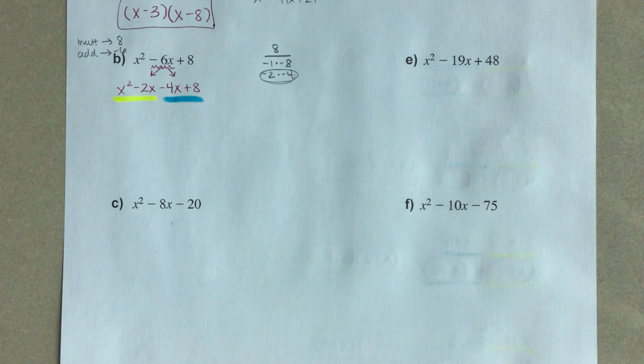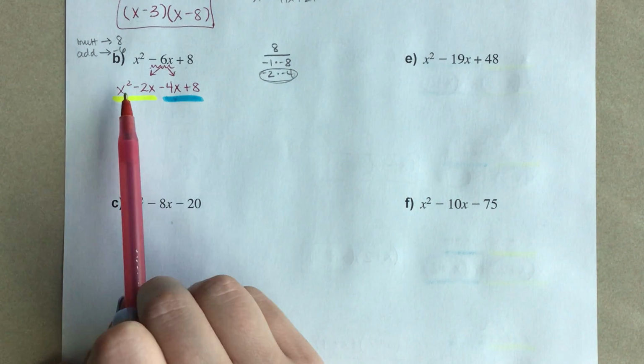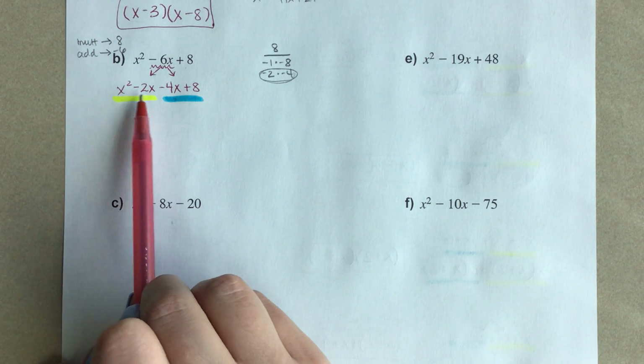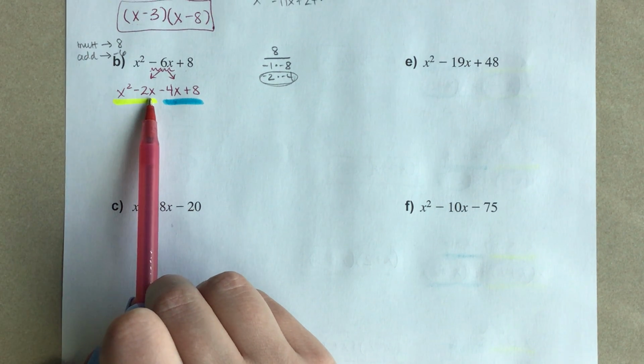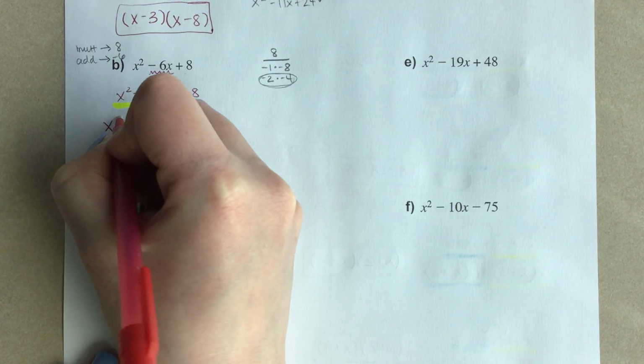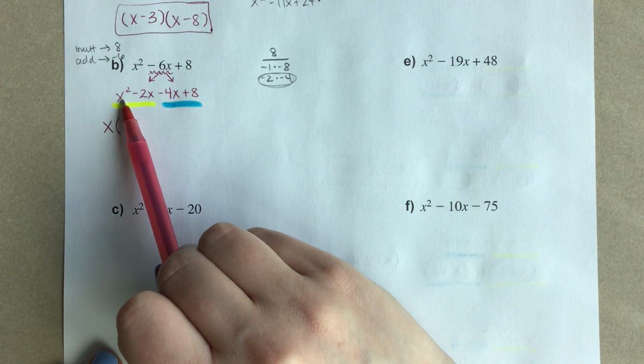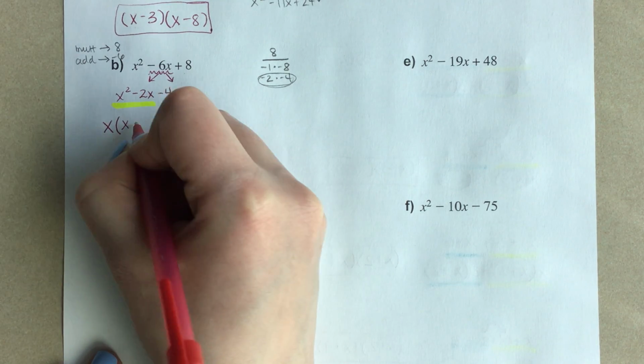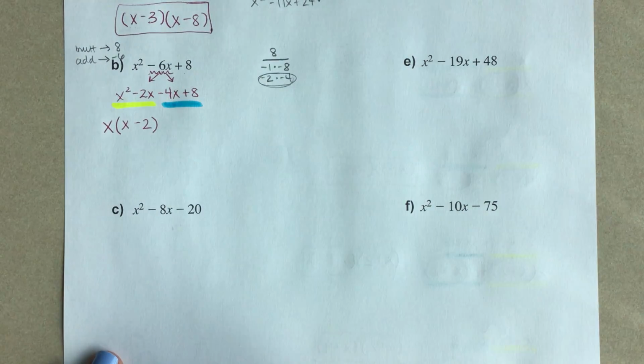So I'm going to group the first half with itself and the second half within itself. And what is the GCF of x squared minus 2x? Well, the most I can pull out of x squared minus 2x is x. And when I factor that out, what do I have left over? I have x minus 2.